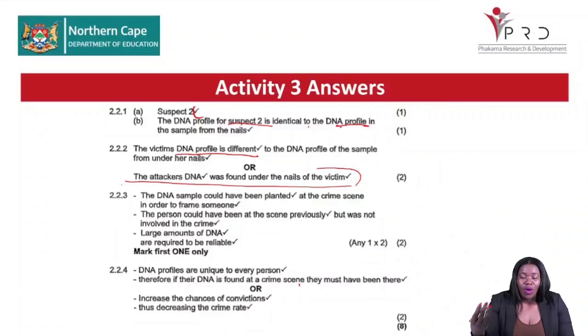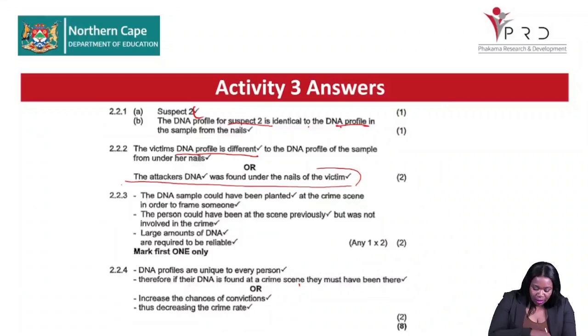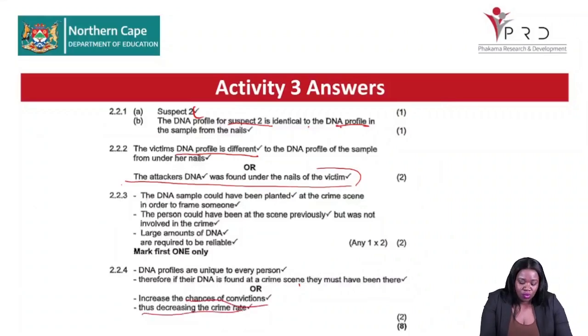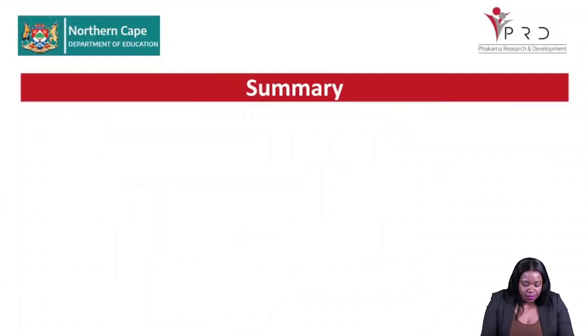So it means that what's left now is to just prove that this person committed the crime, as they were already found at the scene. So you cannot dispute ever being at the scene of the crime. However, you can argue that you did not commit the crime, but the DNA profile would have placed you at the scene, right? So it increases the chances of conviction, and it can then reduce crime cases.